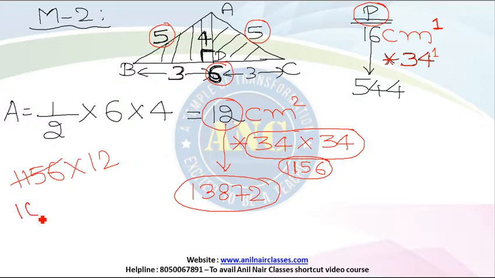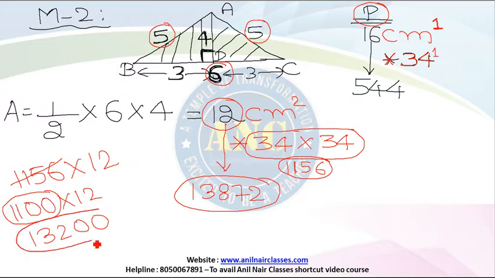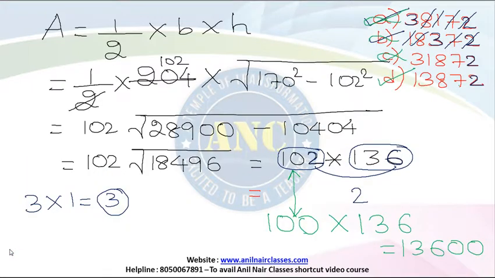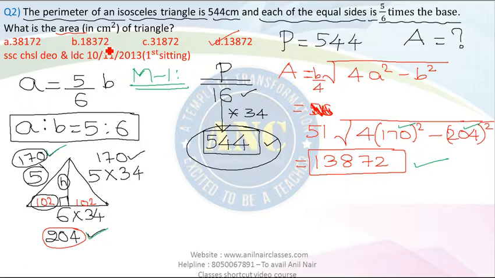Instead of 1156, I will assume it as 1100. 1100 into 12. 12 into 11 is 132 followed by 2 zeros. If it is 1100, answer is 13,200. If it is 1156, answer should be slightly greater than 13,200. Out of the 4 given options, slightly greater is 13872.